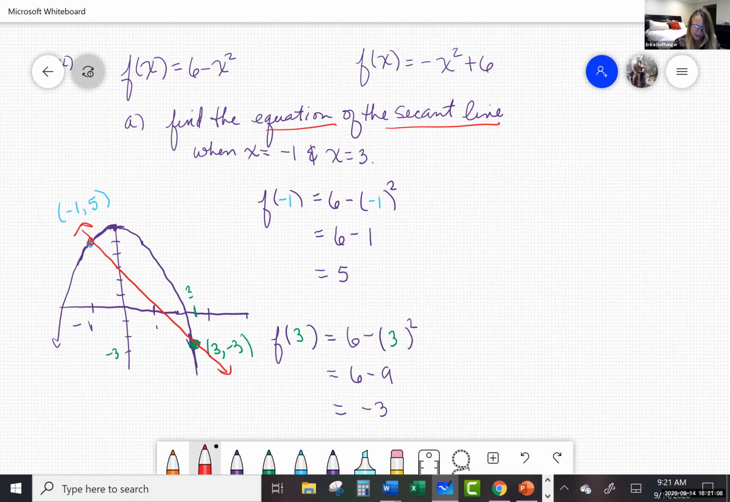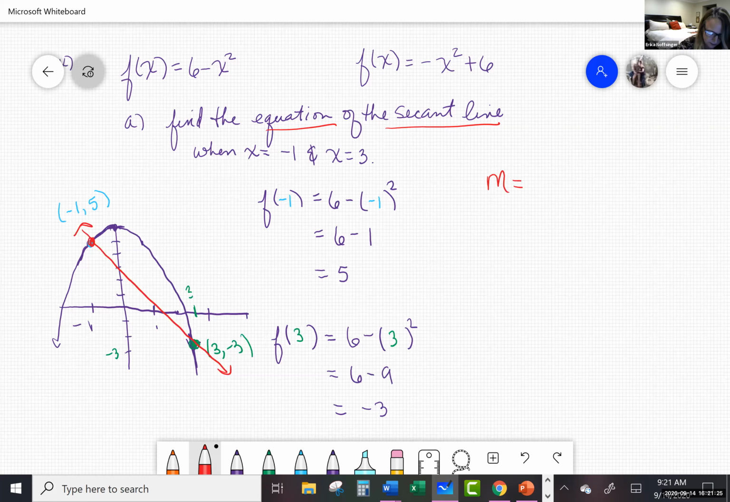Okay, so we need 2 things. We need 1 point, which we have 2 of them, either (-1, 5) or (3, -3). And we need a slope of the line between those 2 points. And so to find the slope, we can look at our change in our y value.